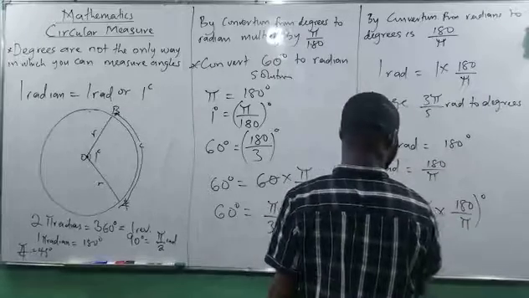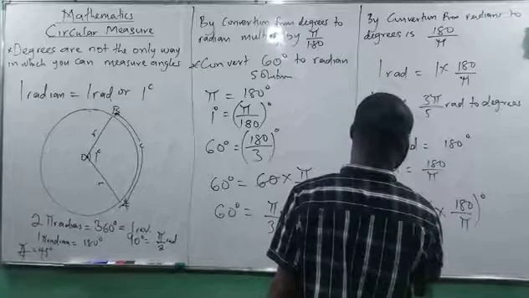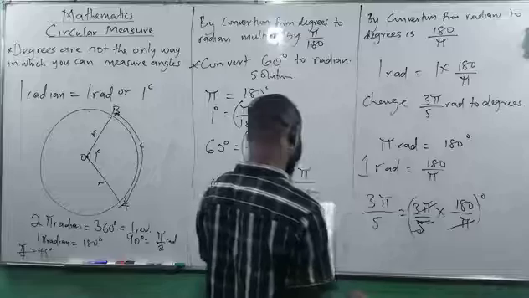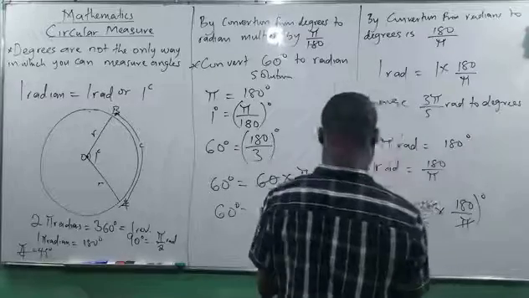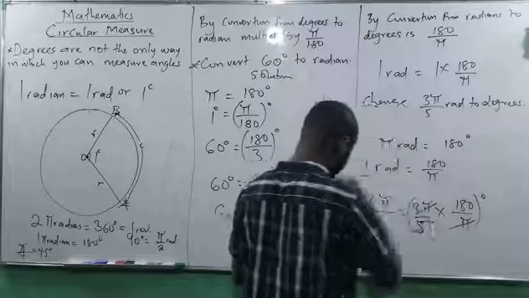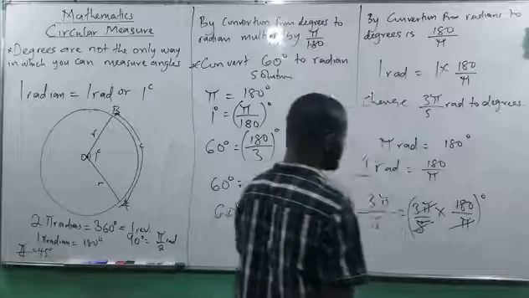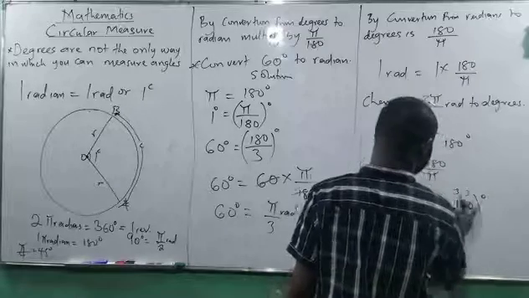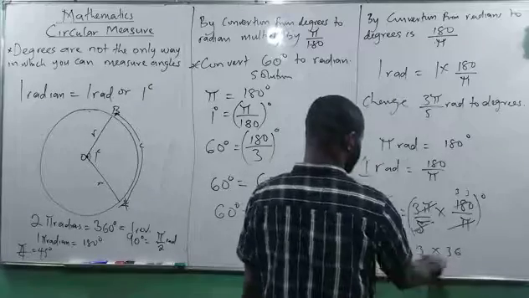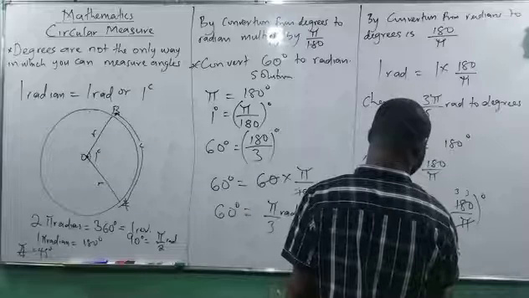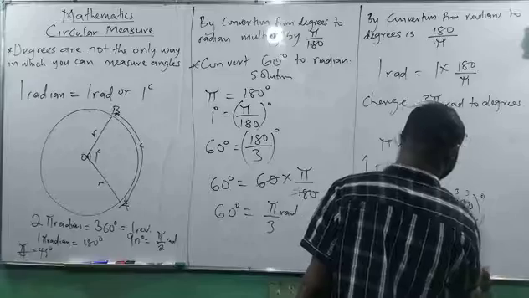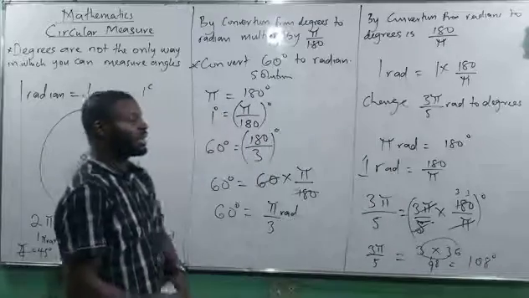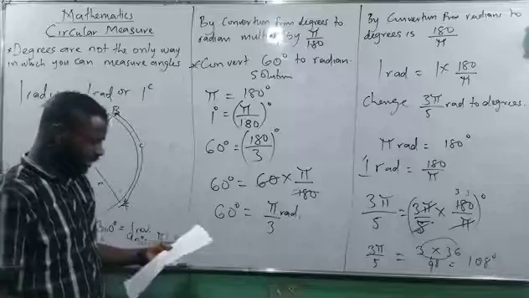This pi we cancel with this pi, and 5 in 180 gives 36. So by so doing, I'll be having 3 multiplied by 36, which is going to be 108. It will be 108 degree. It means 3 pi all over 5 will be equals to 108 degree. Can you see that is what we are talking about? Now, you can try this. I'll be stopping here.